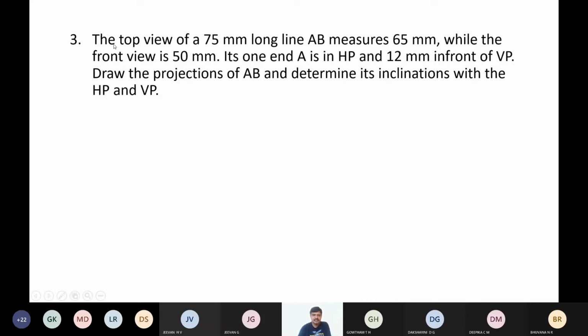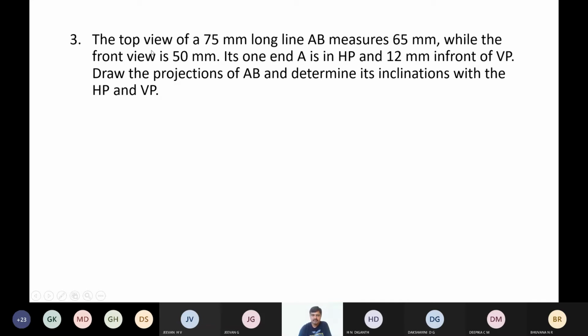Once again, read the first statement properly. The top view of a 75 mm long line AB measures 65. 75. Okay. You can understand it another way: true length will always be more than the length of the line in the views. It may be equal, but it cannot be less. True length cannot be less than the length of the views. Always the true length value will be greater than the length of front and top view. Based on that also you can decide 75 mm is the true length.